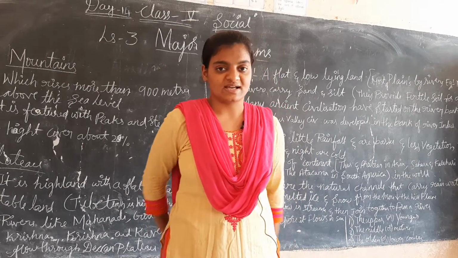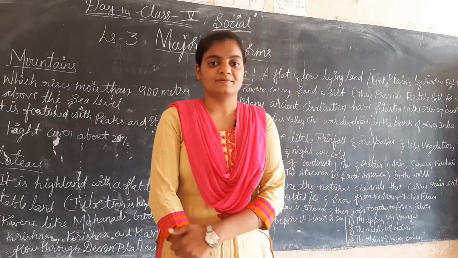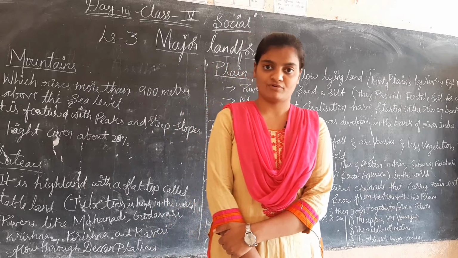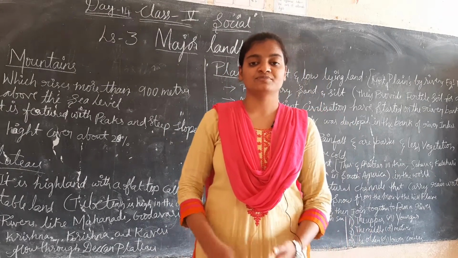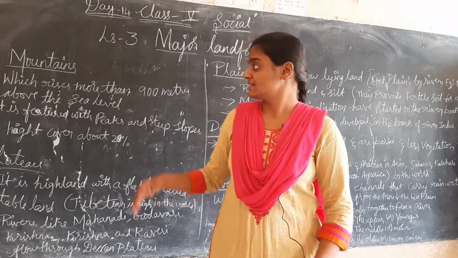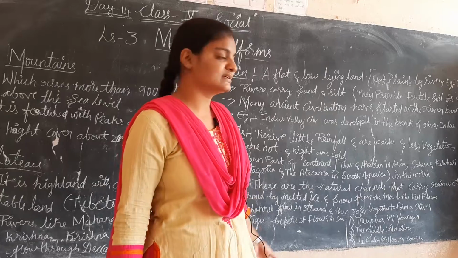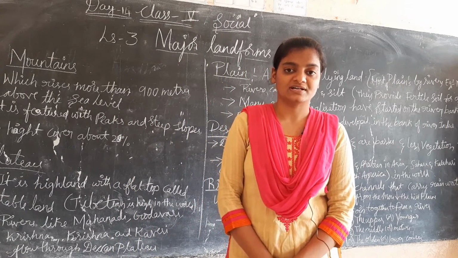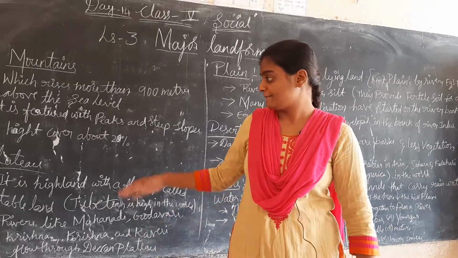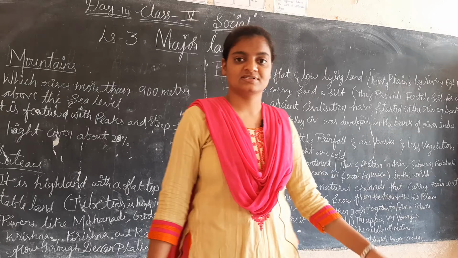29% of the earth is covered with land and 71% of the earth is covered with water. Now there are 5 major landforms on the earth: mountains, plateaus, plains, deserts and rivers.